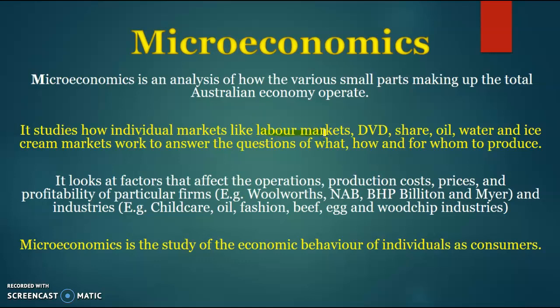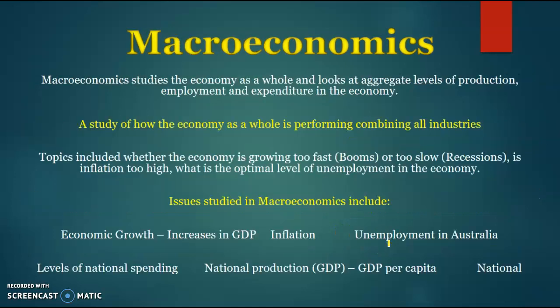We might be looking at the market for teachers or for builders or for plumbers, the market for DVDs, oil markets, water, ice. There's a range of different markets that operate in the economy, and microeconomics looks at how those markets allocate resources and decide what goods and services we're going to produce. So it might look at the production costs within a business or the profitability of a certain industry. So we're studying the economic behaviour of individuals as consumers, but also businesses, on a micro level.